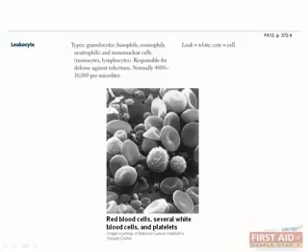Leukocytes, from the Greek leuko for white and cytes for cells, are the immune cells that fight infection. Normal concentrations are 4 to 10,000 per microliter. There are two main types of leukocytes. First, the granulocytes, which contain many granules and have lobed nuclei, includes neutrophils, eosinophils, and basophils. Second, the mononuclear cells, which includes lymphocytes and monocytes. Let's talk a little more in depth about each of these various types of leukocytes.